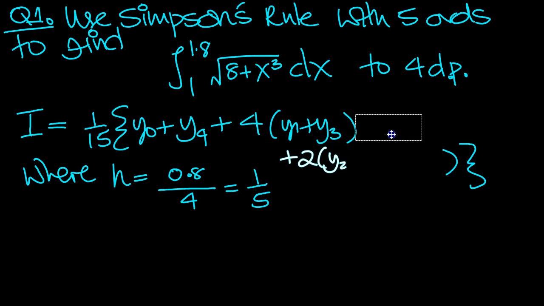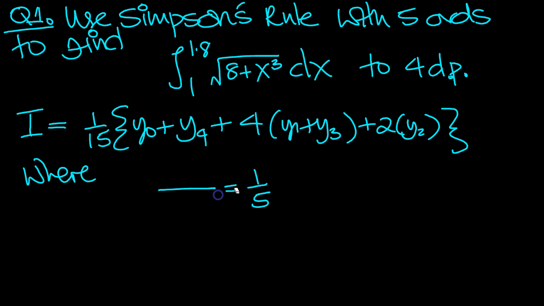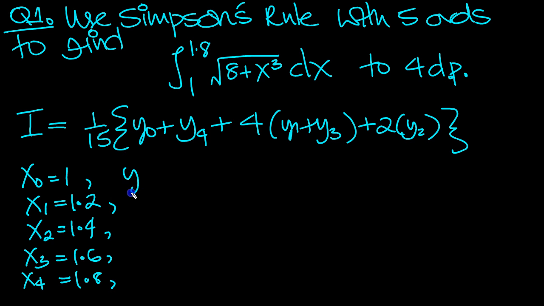Now we've got this, and put the bracket up as well, of course. So that's what we've got. h is a fifth, which we've just put down. So the interval distance is a fifth, so we can get rid of this now, can't we? Let's work out the y ordinates then. So here we've got x0, which is 1, and then x1. We're going up in fifths, 1.2, because h is 1/5. x2 is equal to 1.4, x3 and x4, 1.6 and 1.8 respectively. So there's the x ordinates, so we now need to work out the y ordinates.